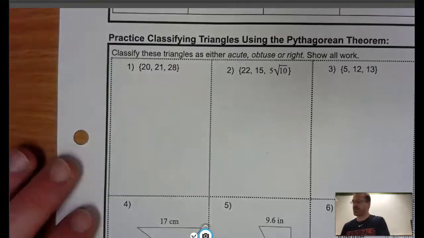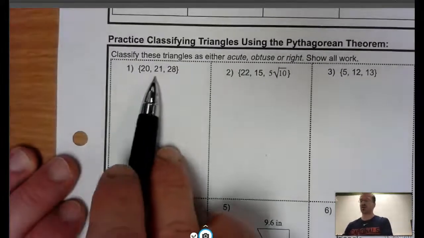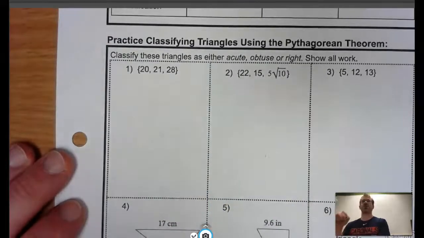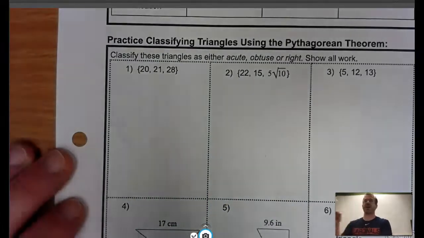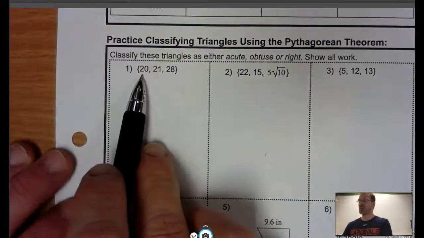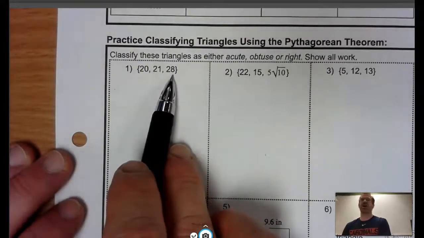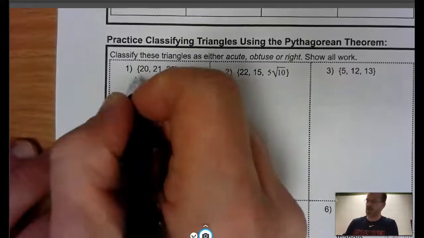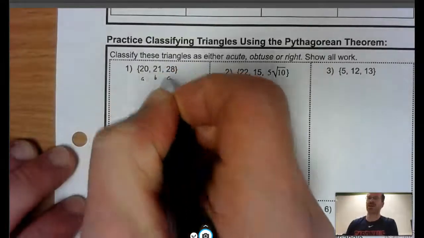Now, once again, we're just going to look and see whether these are acute, obtuse, or right triangles based on this relationship of a squared, b squared, and c squared. Notice these are in order. They're not always in order from smallest to biggest, so you always have to check. Don't assume. In this one, I'm going to let this be A, this be B, and this is C.